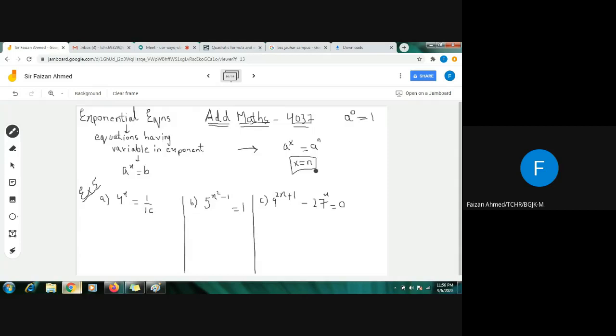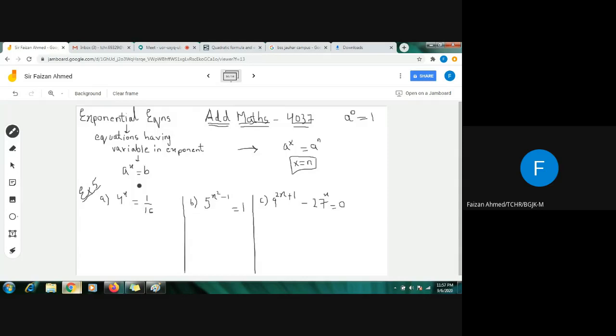This is the action plan we'll be following, and we will also use a very common law of indices, in which anything to the power 0 equals 1. We have to remember only one thing: make the bases the same on both sides. This is our key plan. The first step is to make the base the same. When the bases are the same, the powers will automatically get equal, and we just have to simplify further to get the answer.